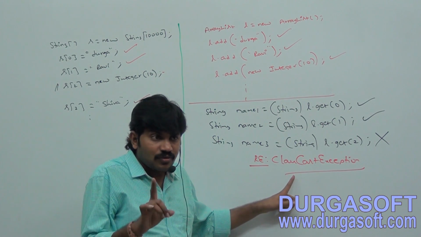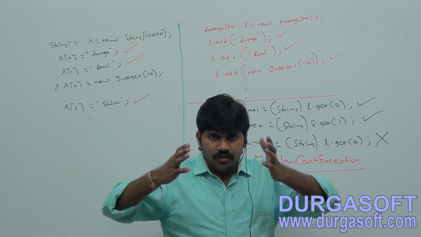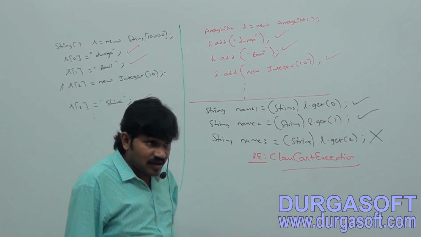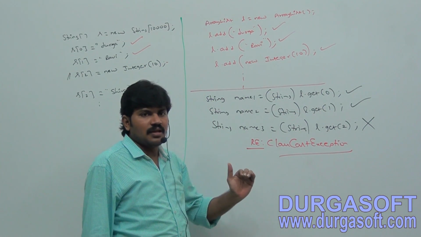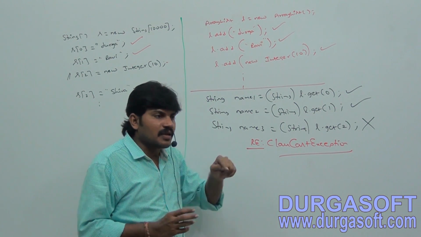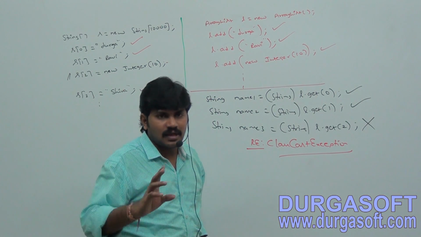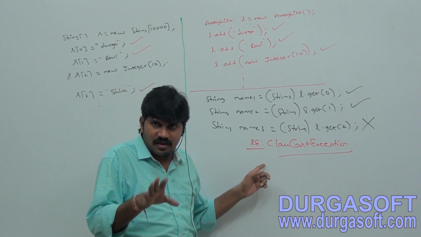So wherever a particular type is required, wherever only string objects are required, is it recommended to go for ArrayList or not? Not at all recommended, because in the case of ArrayList, we can't give the guarantee for the type of elements present inside the ArrayList. ArrayList is not type safe. Collections are not type safe. Observe the point, right? Is it clear for all of you?